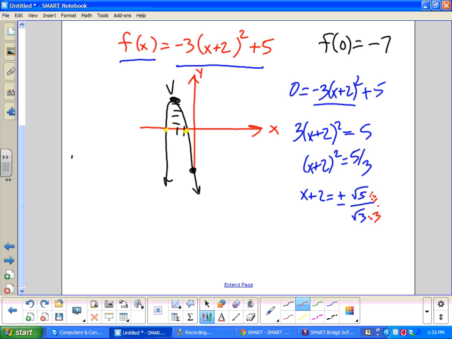Don't keep radicals in the basement. Neighbors might think bad of us. So I get square root of 15 over 3. Guess what? I just found the two x-intercepts. And man, was that fast? Yeah. But again, we can practice these over and over, and that's the way you get good at stuff, guys.